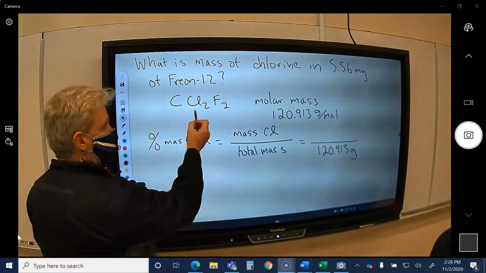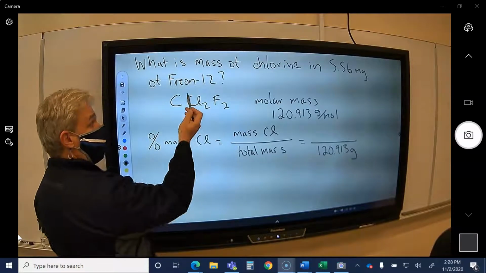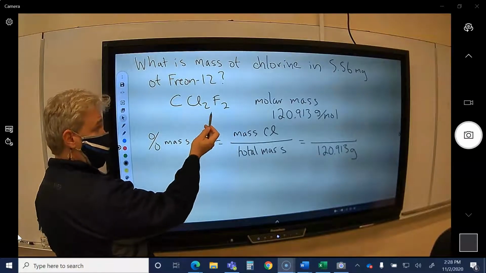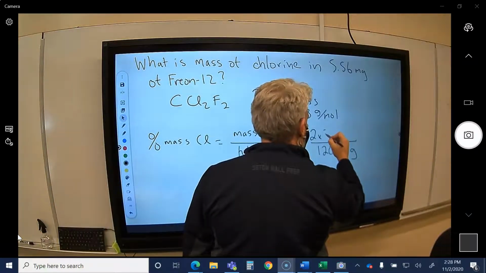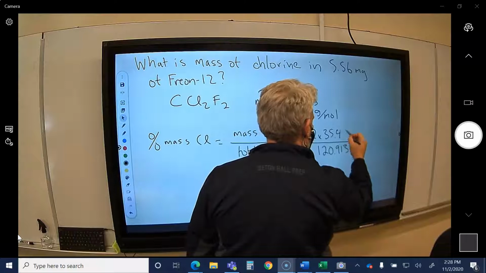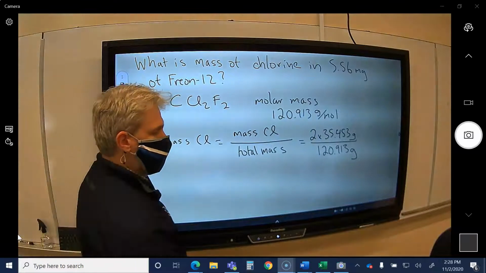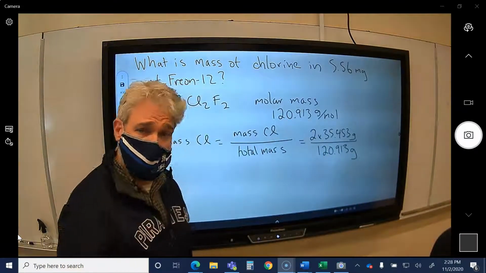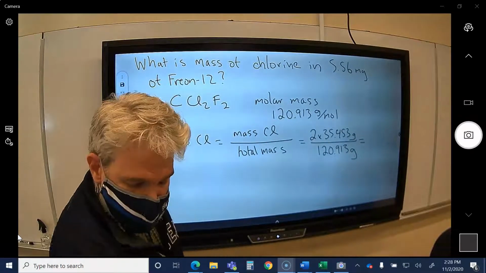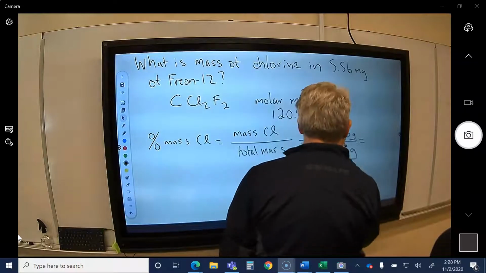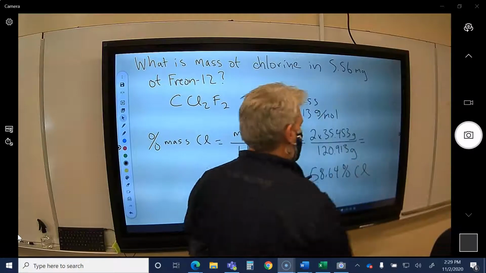And now we need to have the mass of 2 moles of chlorine atoms, right? Because 1 mole of Freon 12 is going to have 2 moles of chlorine in it. That's what this means. It's a mole ratio. So that will be 2 times 35.453 grams, because each mole of chlorine weighs 35.453 grams. We know that from the periodic table. And so running that through our calculator, we find that it's going to be equal to 58.64% chlorine, okay?